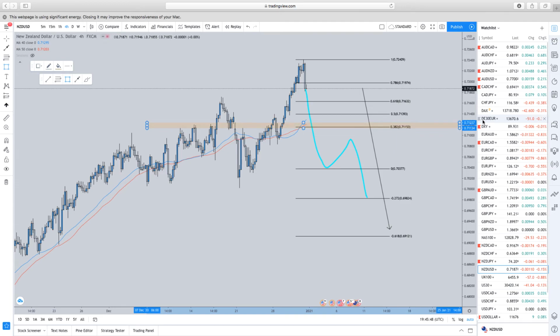So another resistance, support, possible bounce up to here or probably higher. The 382 I don't really sell at or buy at. I usually see price retrace to 618 minimum or the 786.